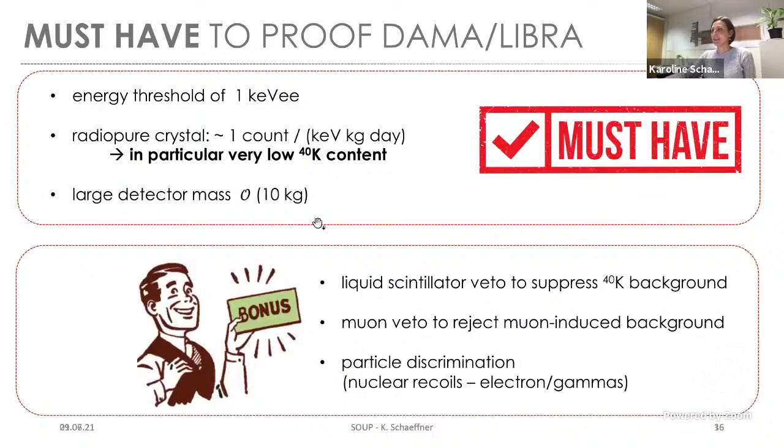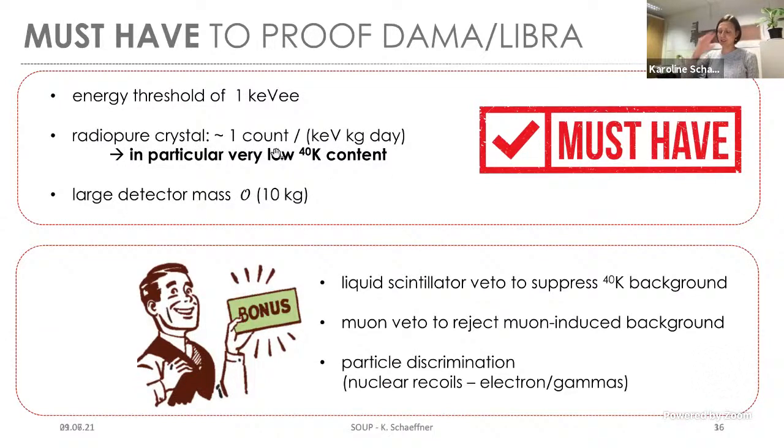Okay, as said also at the end of the last lecture, what you should have on your list if you want to do such an experiment is that the threshold should be comparable to the experiment you want to check, of course. Very important is also the background level of the crystals employed. So they should also be rather low, best as low as DAMA, which has 1 count per keV kilogram a day, in particular of this potassium.